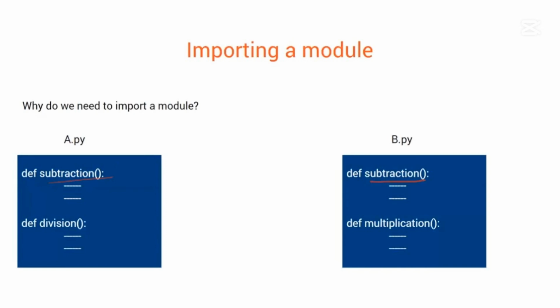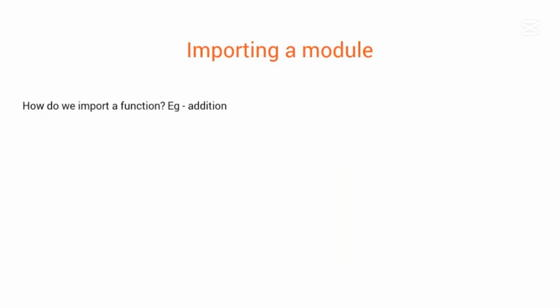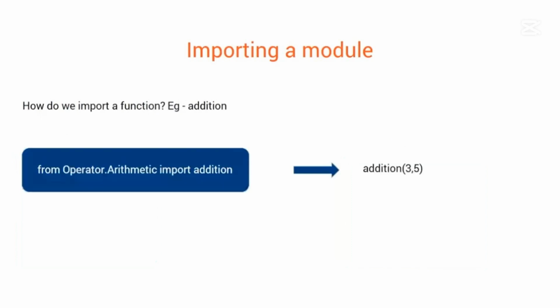Now, since you know why we need to import modules, let's see how we can actually use a function by importing the module. More or less, we are interested in using the function in different modules. So there are different methods of importing a function. The first is where we directly import the function we are trying to use. Also, an import statement looks like this. For example, if you want to use the addition function that resides inside the arithmetic module, and this arithmetic module in turn resides inside the operator package, we can use the addition function by from operator.arithmetic import addition.